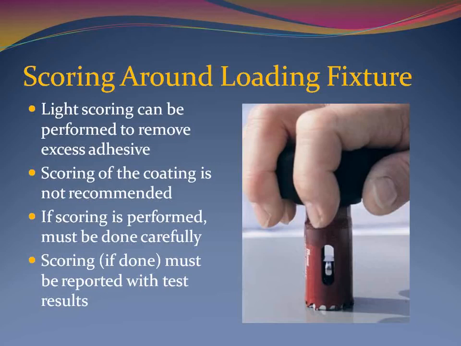A wood template with a pre-drilled hole may help prevent sideways movement of the hole saw. Alternatively, the coating can be scored prior to placement of the loading fixture. If the coating is scored, it should be reported with the test results.